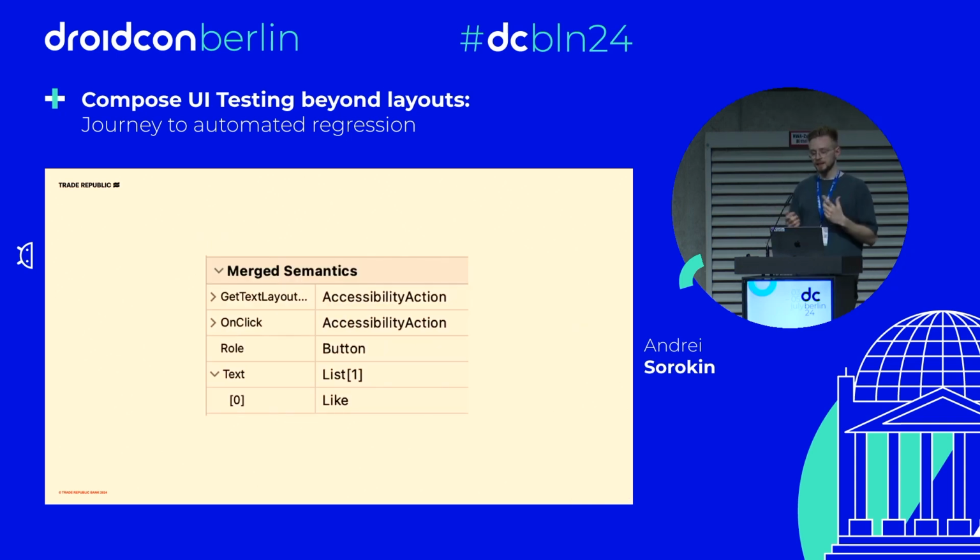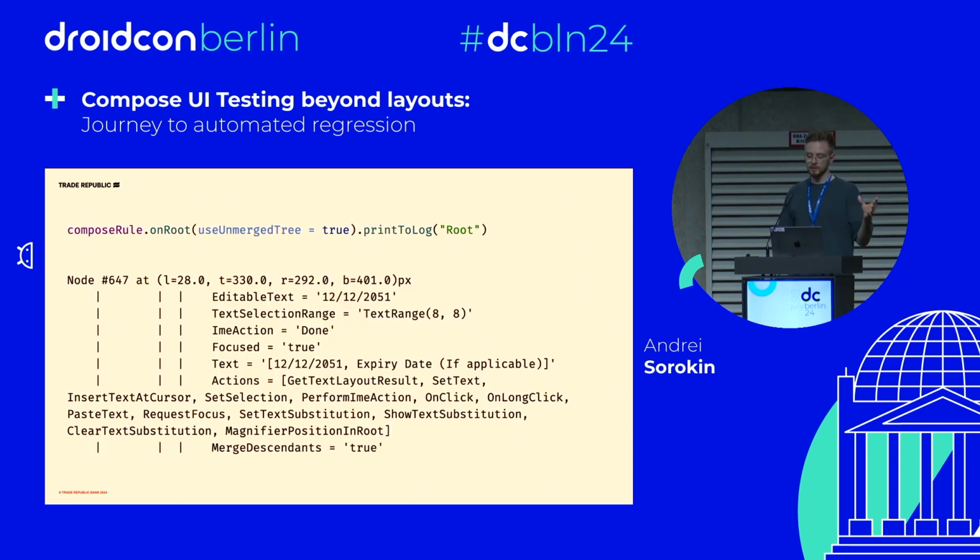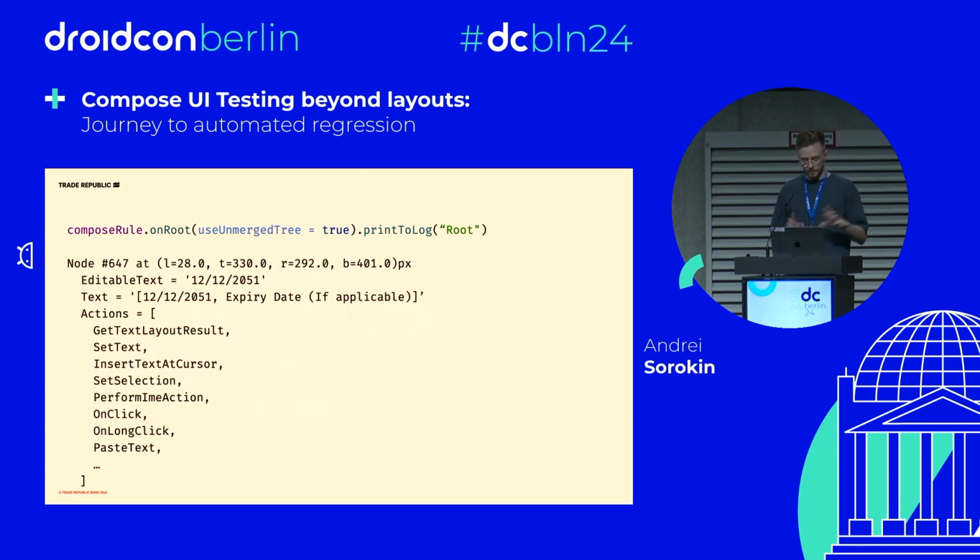It's essentially metadata that Compose collects from your UI, and you can log it using this extension function, print to log. Let me clean it up. So you would see the text, the actions that you can perform on this node, and also all of the accessibility labels, and so on. So if you need to see how you can test your UI, probably you might want to start with that. Or you can also use the layout inspector in the IDE to check all of this information.